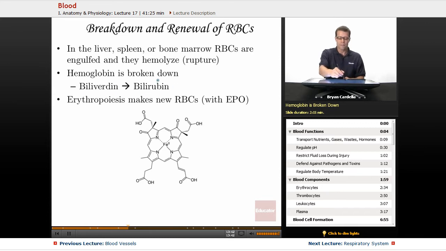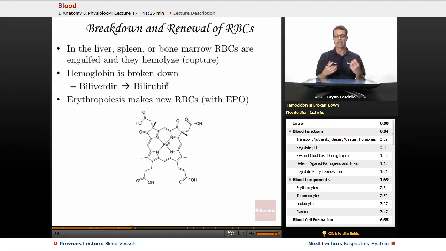Eventually biliverdin is converted to bilirubin, and bilirubin has more of a yellowish, yellow-orange kind of tone. Bilirubin is related to jaundice. Bilirubin is supposed to be brought to the liver in your bloodstream, and then bilirubin eventually ends up in bile, and bile ends up in your digestive tract. But if your liver is not doing a very good job of dealing with that bilirubin, maybe blood flow to the liver or something's wrong with it, you'll get a buildup of bilirubin around the body, and it can end up showing through in your skin.